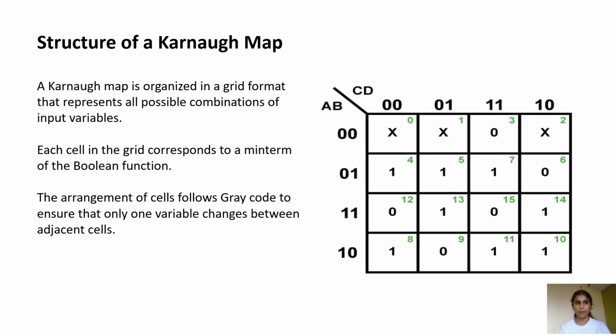Structure of Karnaugh map. A Karnaugh map is organized in a grid format that represents all possible combinations of the input variables. Each cell in a grid corresponds to a minterm for a Boolean function. The arrangement of the cells follows gray code to ensure that only one variable changes between the adjacent cells.